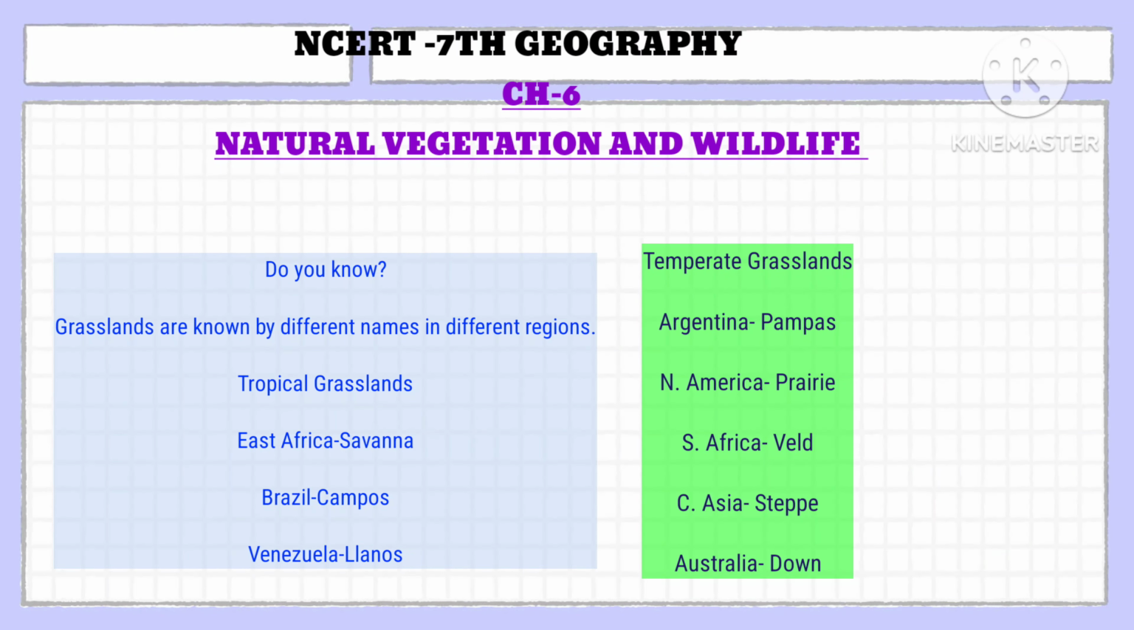Do you know? The grasslands are known by different names in different regions. The tropical grasslands are known in East Africa as the savanna, in Brazil as Campos, and in Venezuela as Llanos. The temperate grasslands are known in Argentina as the Pampas, in North America as prairies, in South Africa as veld, in Central Asia as steppe, and in Australia as downs.